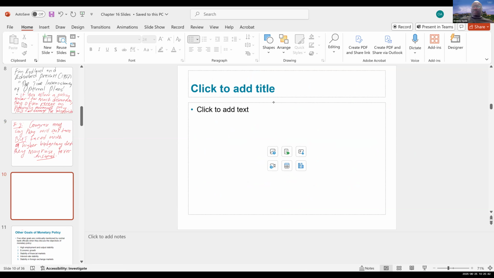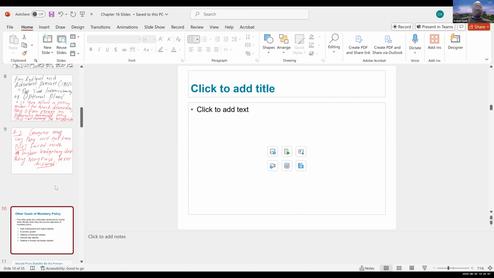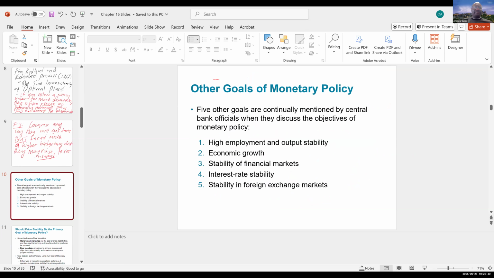So we talked about the problems that the Federal Reserve might be faced with when we allow policy to be set by discretion.